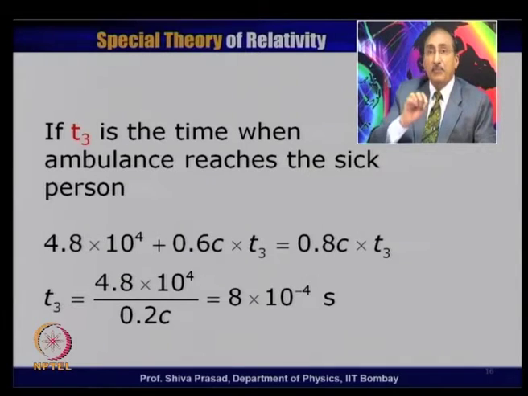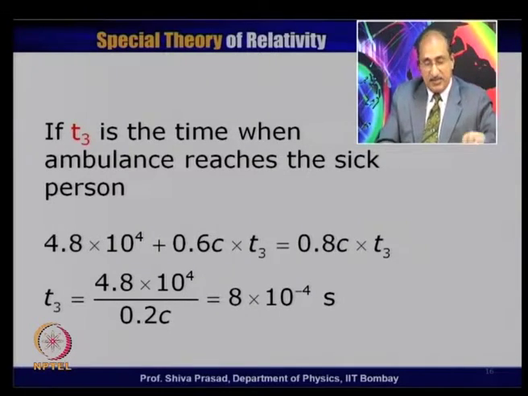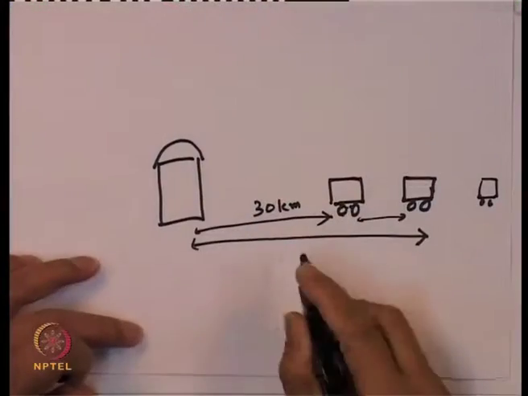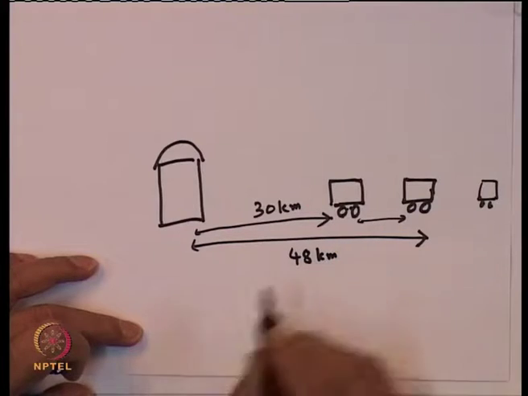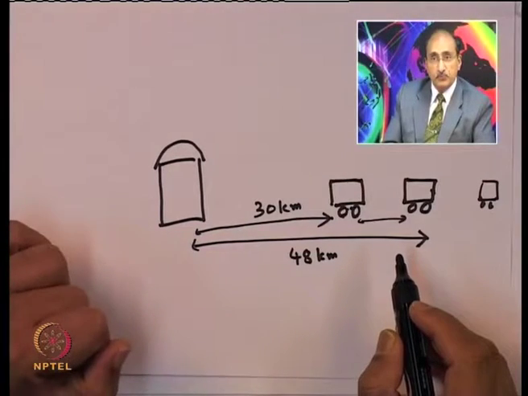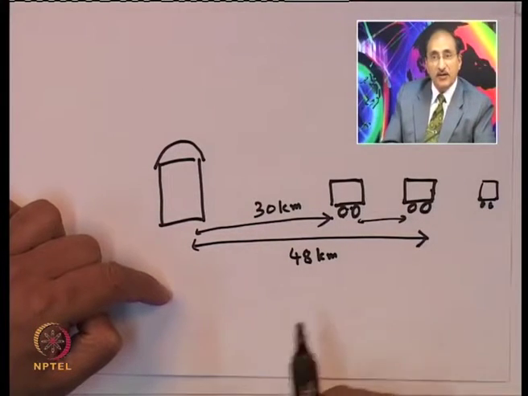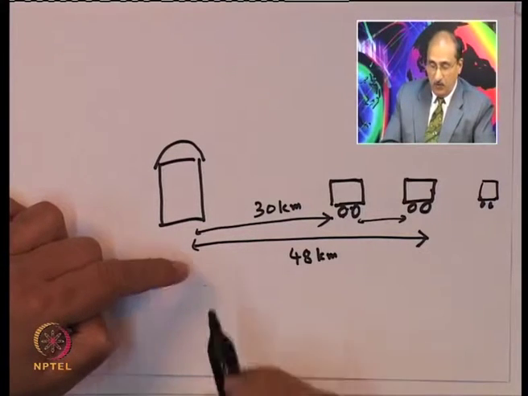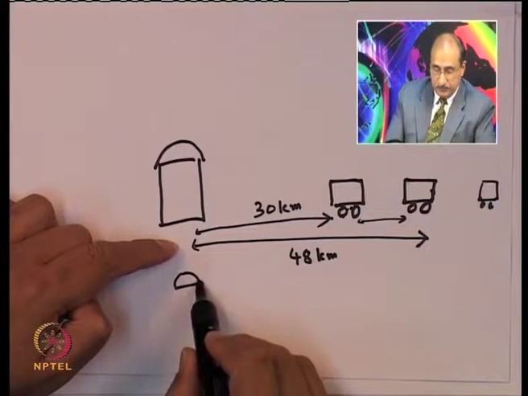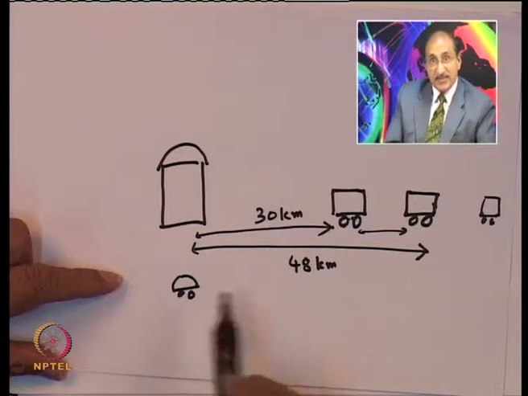So, let us assume that the time in the watch of the person sitting at the hospital was T3 when the third event took place, that is, when the ambulance reached the sick person. Now, already we had agreed that this distance was 48 kilometers. And at this particular time, the watch of this person showed time t equal to 0. During this time T3, this person was going in front with a speed of 0.6 c, while this ambulance was traveling to the right with a speed of 0.8 c.